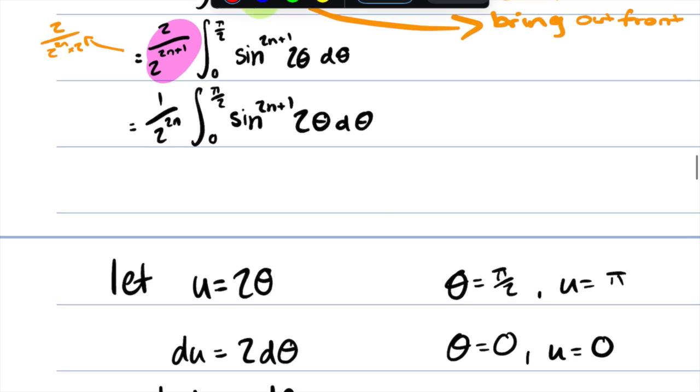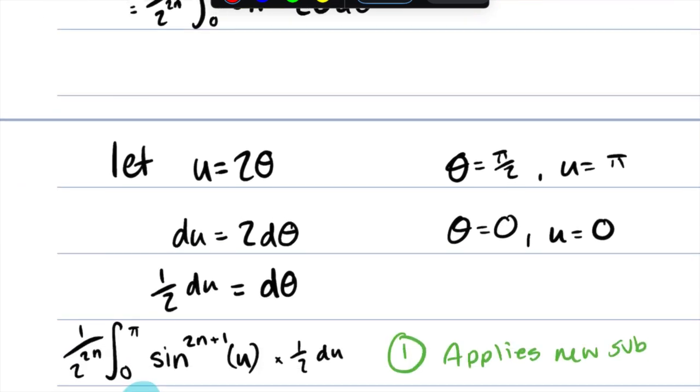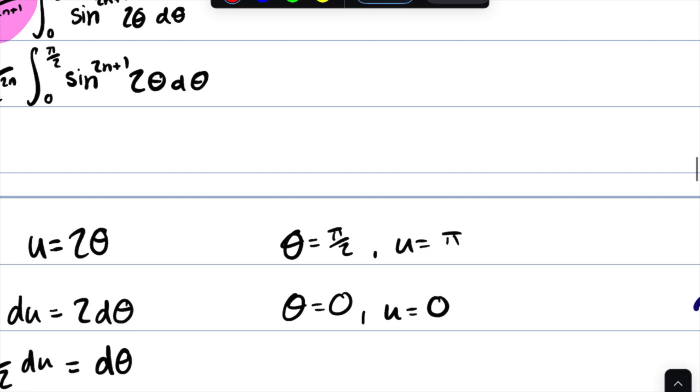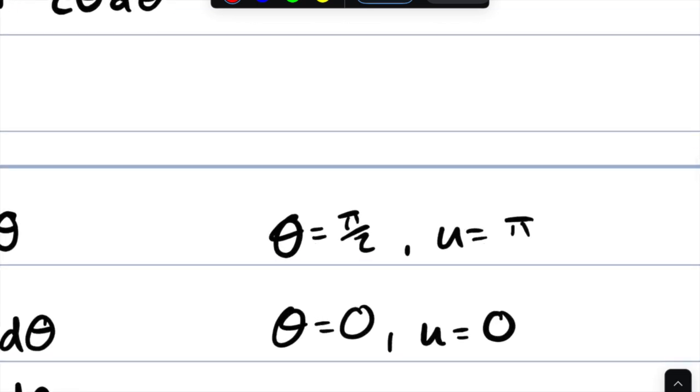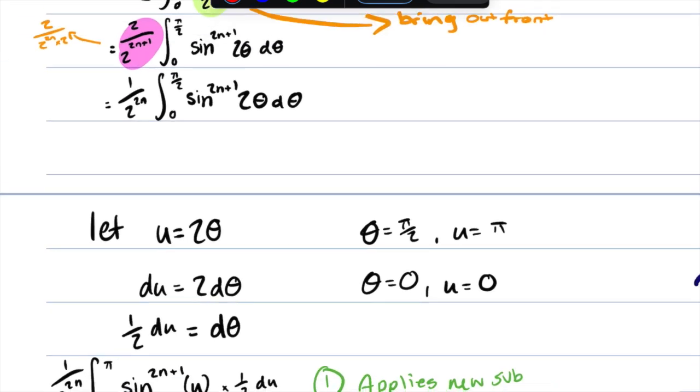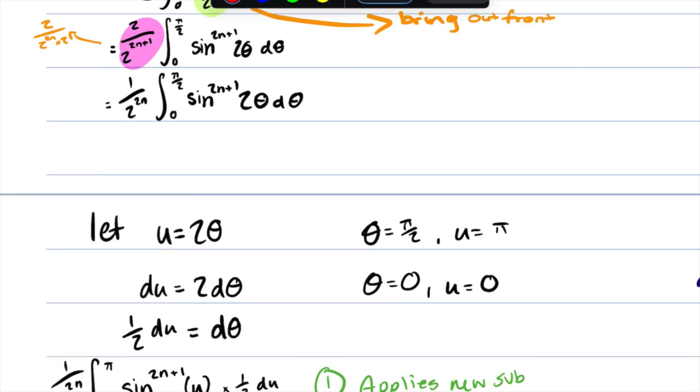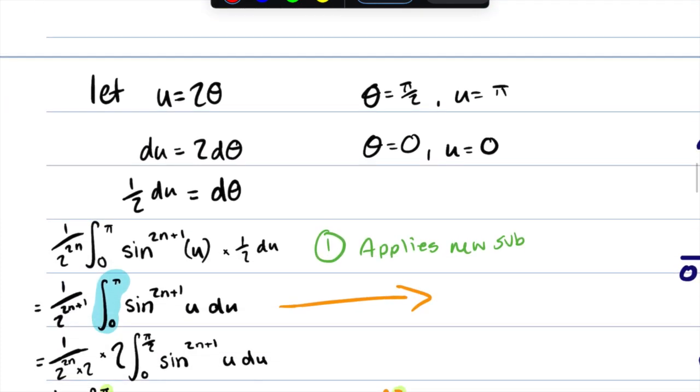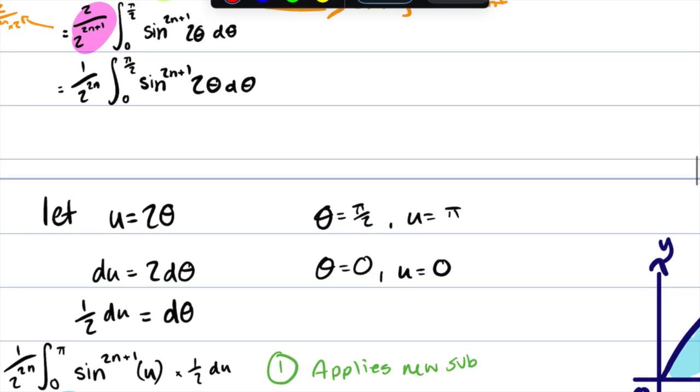Therefore, a half du is equal to d theta. Subbing in our bounds, theta equal to pi on 2 means that u is equal to pi, as we multiply through by 2 here. Theta being 0 does not affect our u value still being 0. Here we get a second mark for applying a new sub.